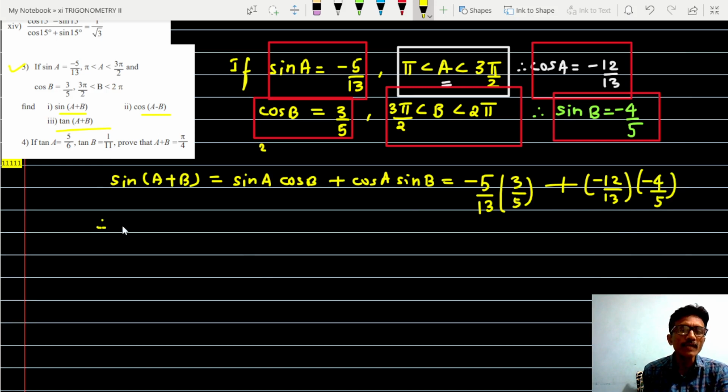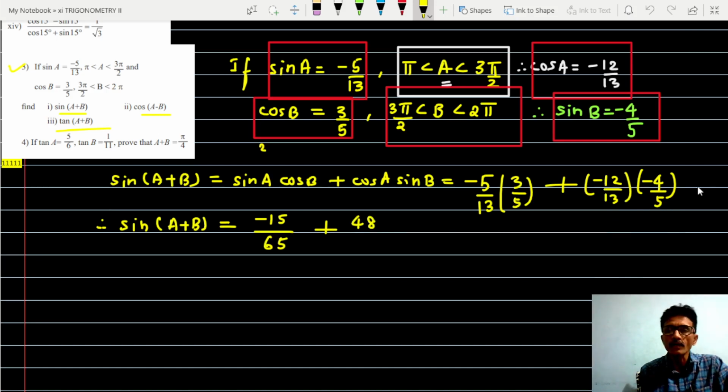So therefore, what is sin of A plus B? This is minus 15 upon 65, minus 15 upon 65. Don't reduce it because we want the LCM of the denominator. Plus 48 upon 65. So 48 minus 15, which is 33 upon 65. This is the first answer.